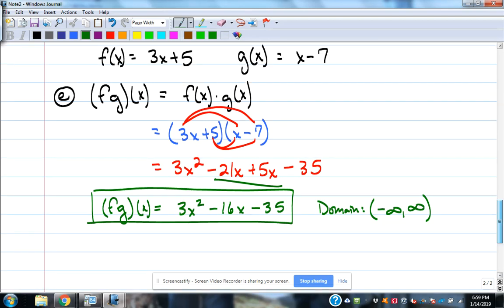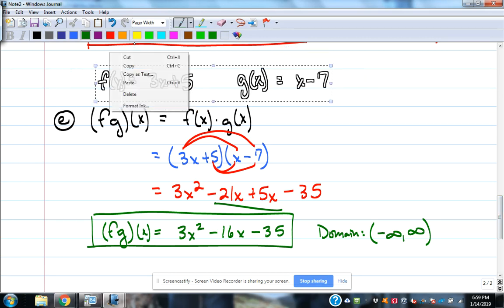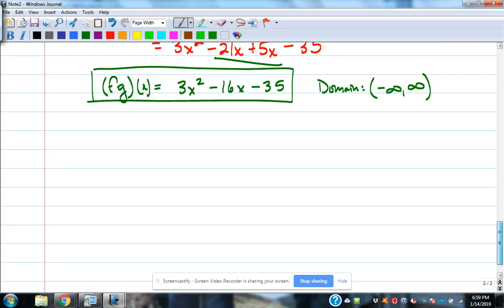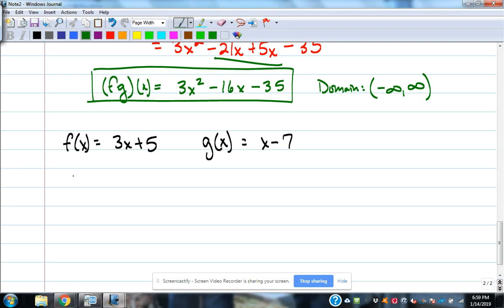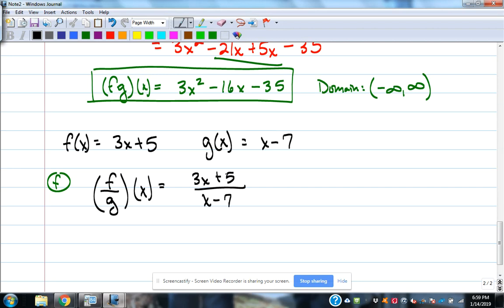Okay. Same two functions, f of x and g of x. Same ones. You don't have to rewrite them. I'm going to just copy them down here so we don't have to flip back and forth. And f over g of x. What operation does that indicate? Dividing. So that's all we're doing is dividing those two functions. So we're taking 3x plus 5 and dividing it by x minus 7.